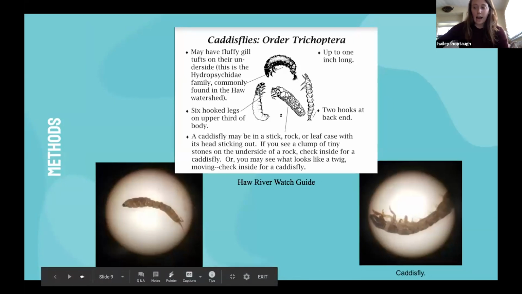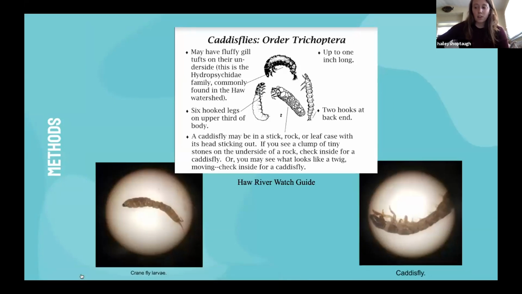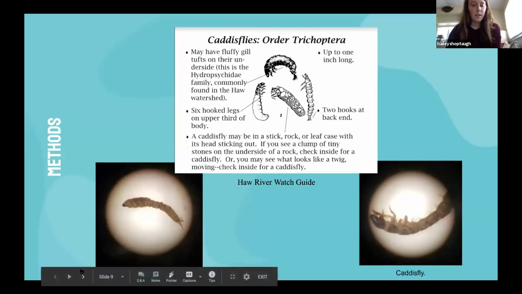Once I was in the lab, I placed the macroinvertebrates under a dissecting scope, which you can see in the bottom 2 pictures, and then compared them to river watch guides. There's a picture of one of the guides that I used the most right in the center here, which shows the different characteristics of caddisflies, pictured in the bottom right: the hooked legs, the 2 tufts at the back. And then I used those same river watch guides to record their relative pollution sensitivities.